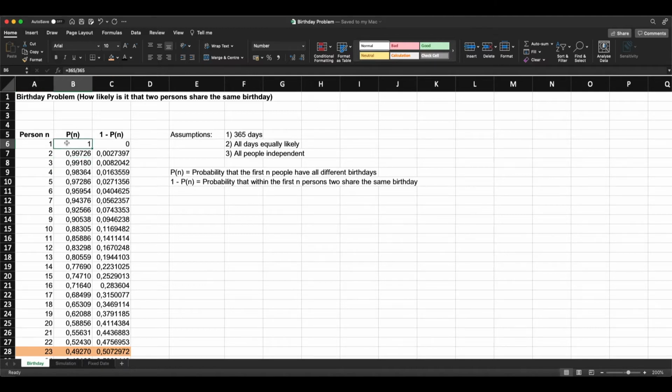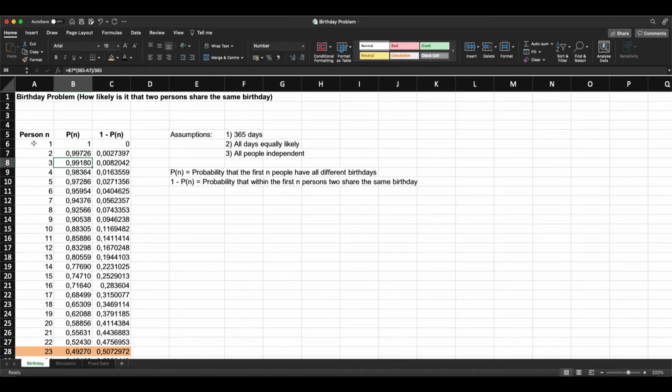And now let's look into the formulas. The probability that the second person does not share the same birthday with the first person is 0.99. This is calculated by 365 minus 1, because the one day on which person one has a birthday cannot be shared with person two, divided by 365 and multiplied by the probability of person one.